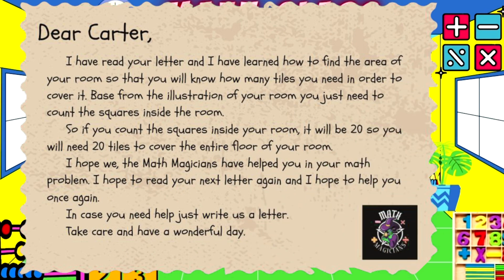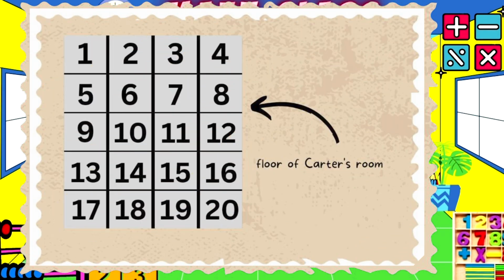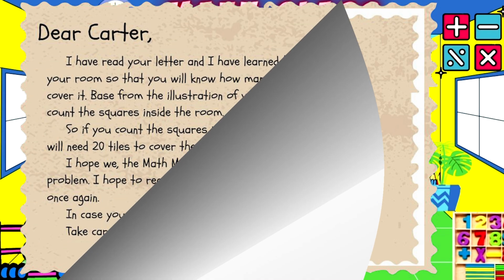Dear Carter, I have read your letter and I have learned how to find the area of your room so that you will know how many tiles you need in order to cover it. Based from the illustration of your room, you just need to count the squares inside the room. So if you count the squares inside your room, it will be 20. So you will need 20 tiles to cover the entire floor of your room.